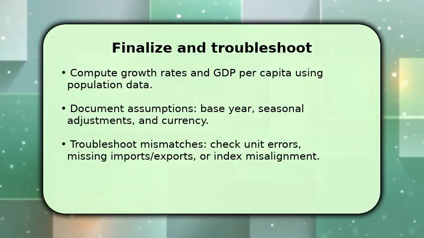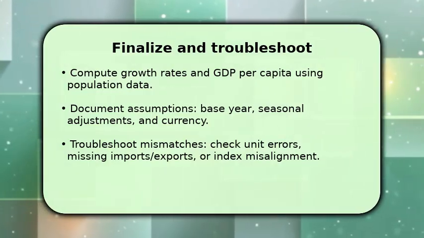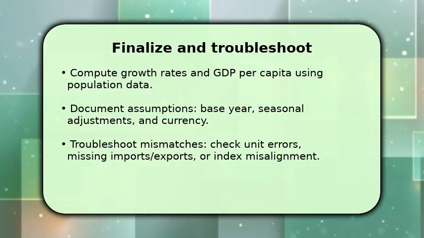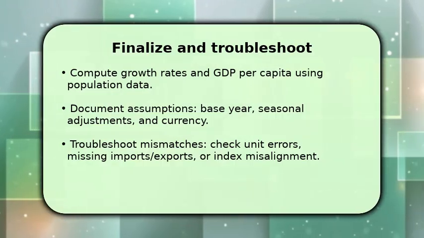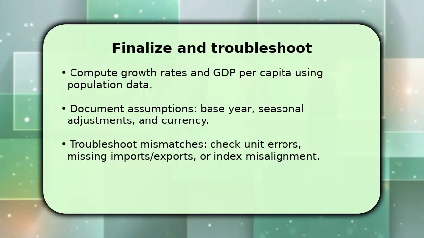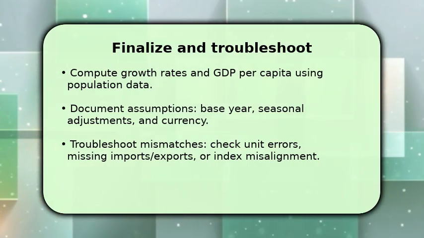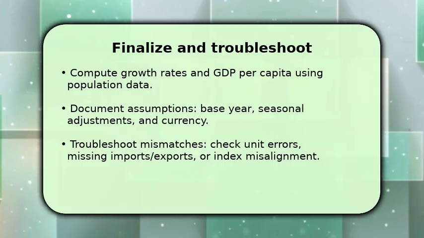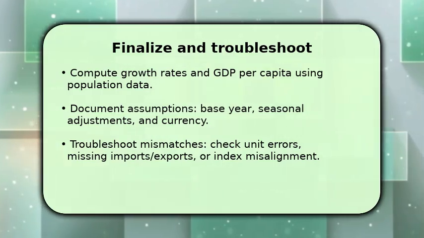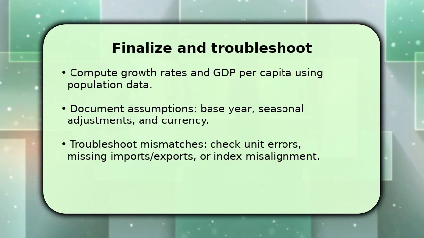If totals don't match published figures, check common errors: unit mismatches, omitted import or export items, or wrong index alignment. If problems persist, recompute a single component step by step and cross-check with original source tables. This targeted recheck usually reveals the discrepancy quickly.